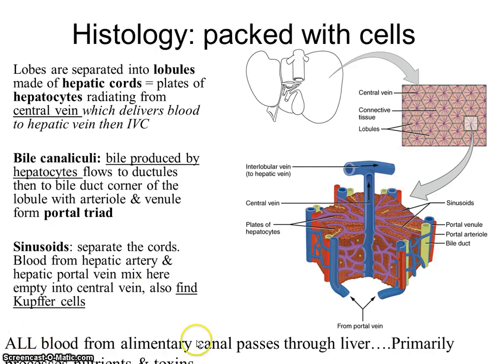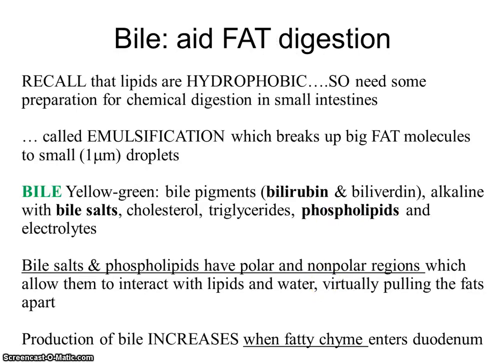So I say all blood from the alimentary canal passes through the liver, and the liver will primarily process the nutrients and toxins from our diets. All right, for digestion, it's bile, and that aids fat digestion. So remember that lipids are hydrophobic. They don't like to be with water. Well, all the secretions of your digestive tract are water-based, so you have a problem here. You have an oil slick on top of your contents. So the fats in that chyme are not mixing with the rest of the chyme.